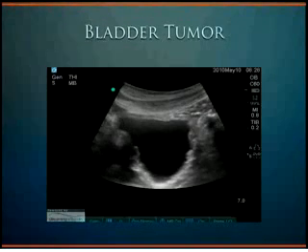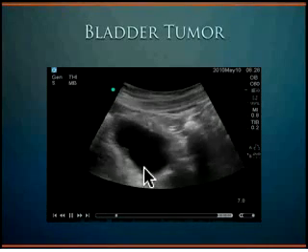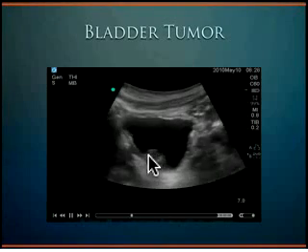Another example here of a bladder tumor. Along this posterior wall, as we fan through it, connects right up here. This location where the arrow is.